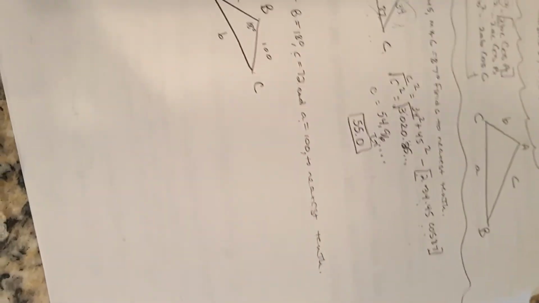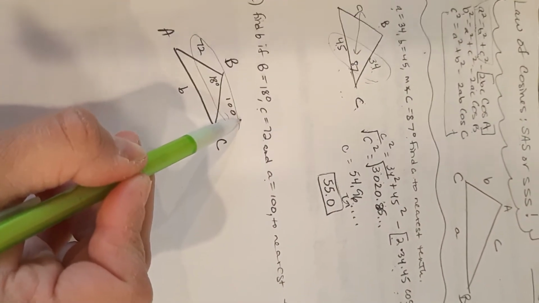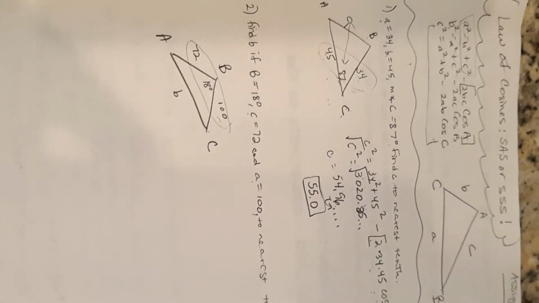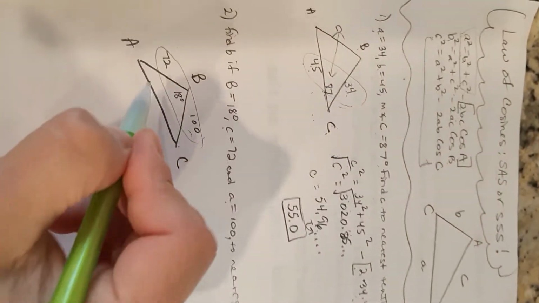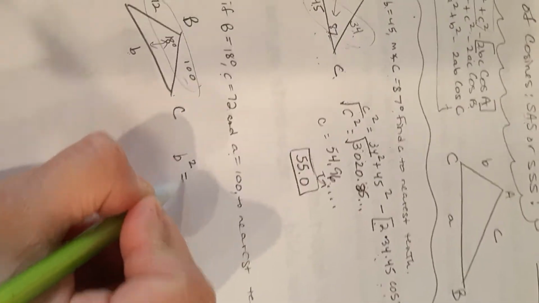Okay, so check this out. The pattern of the given information, again, is side, angle, side. That's how I know that we're using the law of cosines. And again, check it out. The missing side is across from the known angle. So while the formula is the same, we're going to use the b squared one.